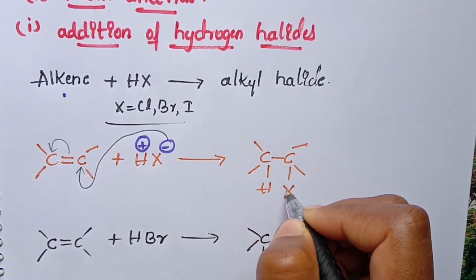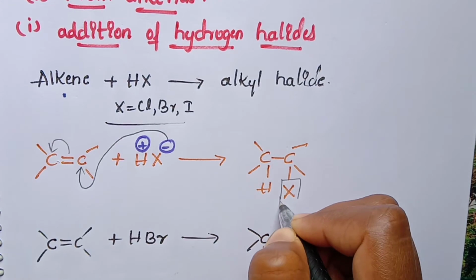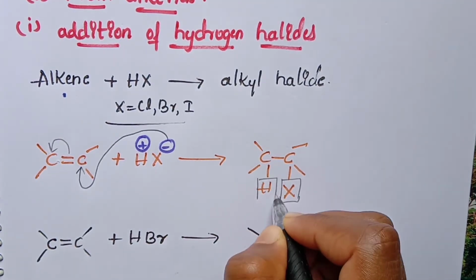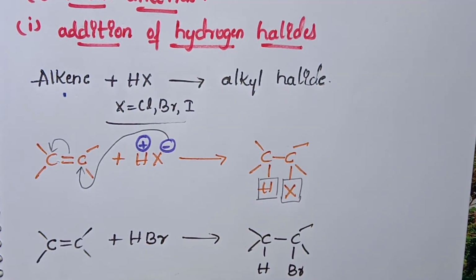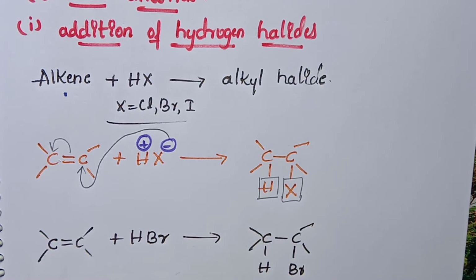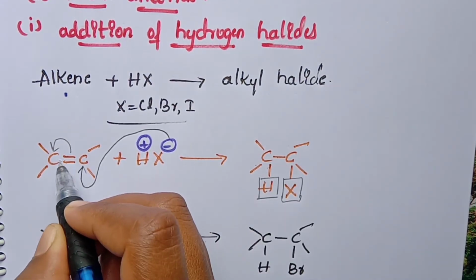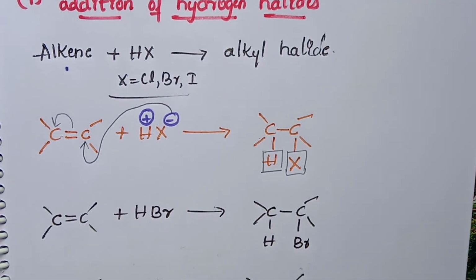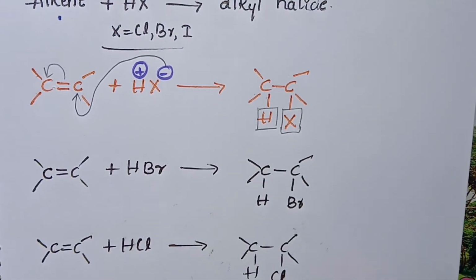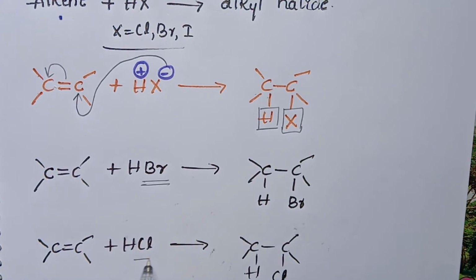Then this halogen will go on this side and hydrogen will take its place, and they satisfy the carbon valency. Carbon valency is 4, right? Yes, it is satisfied: 1, 2, 3, 4. Here also 1, 2, 3, 4. Likewise, we do the same for bromine and chlorine also.